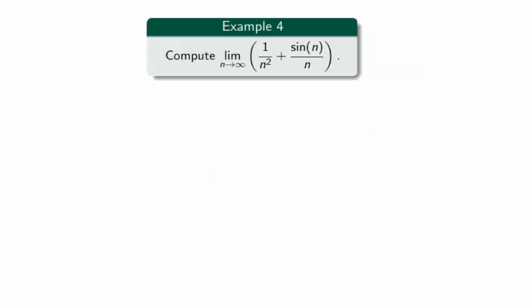Let's do a final example. Compute the limit as n goes to infinity of 1 over n squared plus sine of n divided by n. Note that the limit as n goes to infinity of 1 over n squared equals 0, as the limit as x goes to infinity of 1 over x squared equals 0.